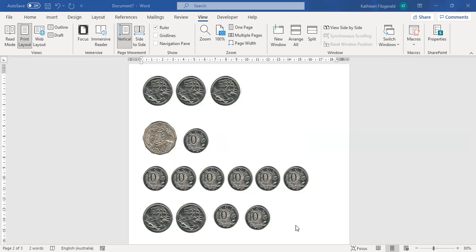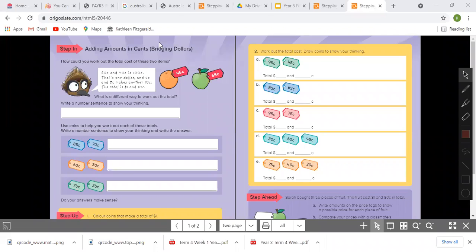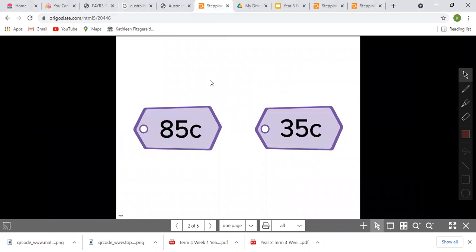Okay, I'm going to share the screen with you to have a look at our book. In our book today, we're going to be looking at adding cents together. If we're buying 2 things that are both within the cents, both less than $1, then this is how we would do it.